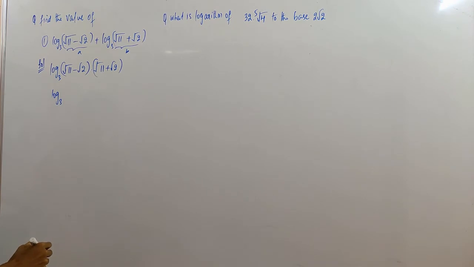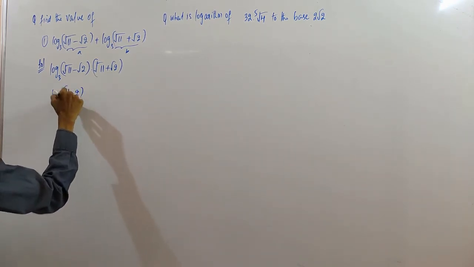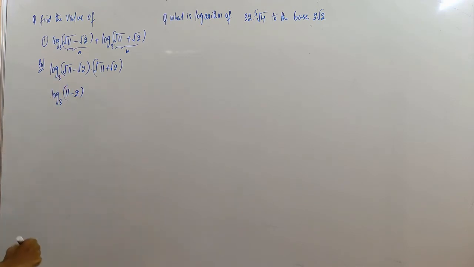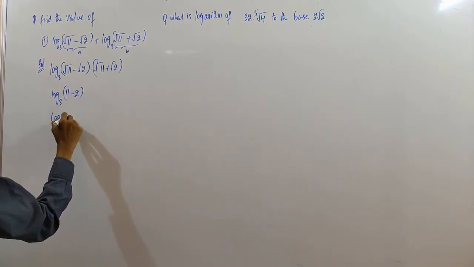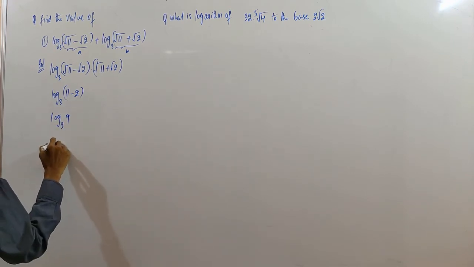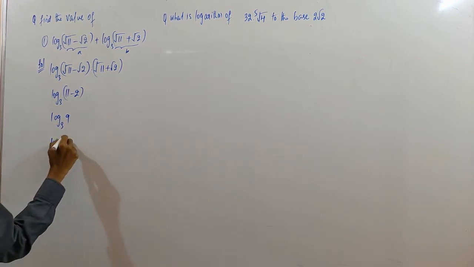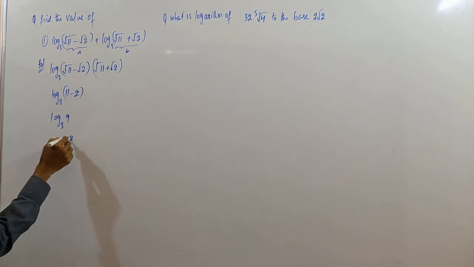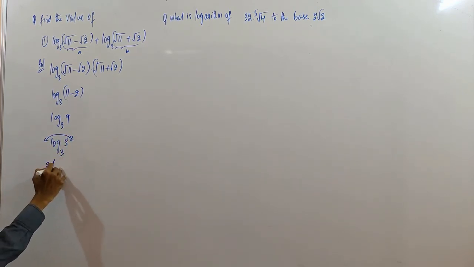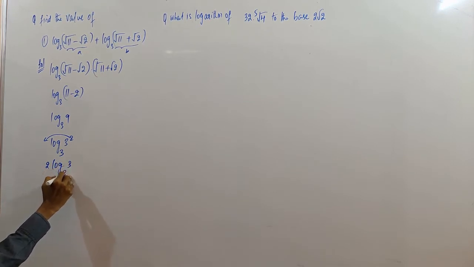So it will become a square minus b square, so it will become 11 minus 2. Square and square root will get cancelled. So we have log 3, 11 minus 2 is 9. That is equal to, 9 can be written as 3 square, base 3. Now this 2 will come here, so it will become 2 log 3, 3.